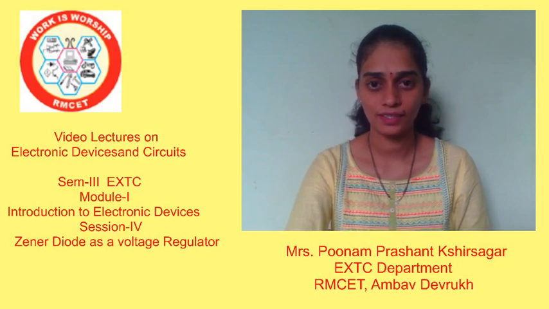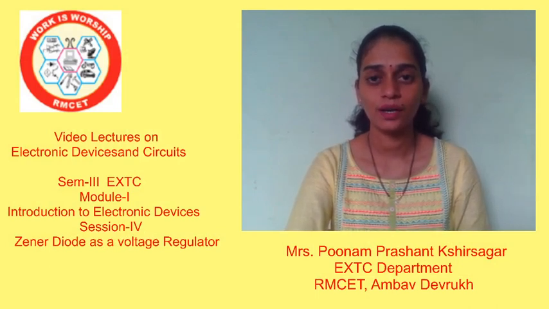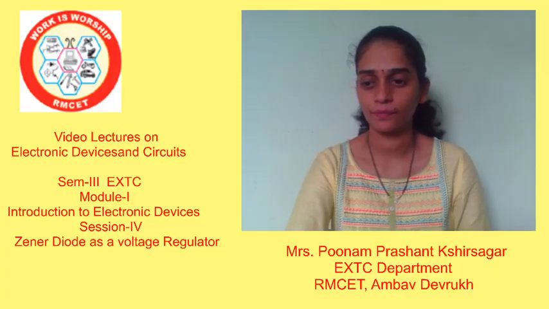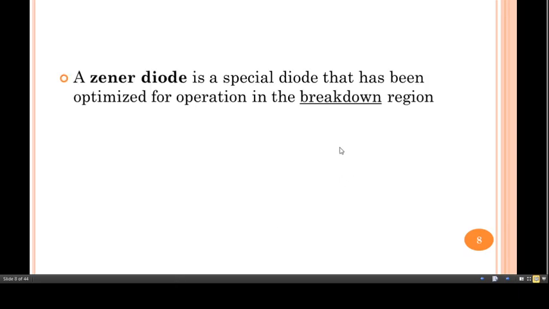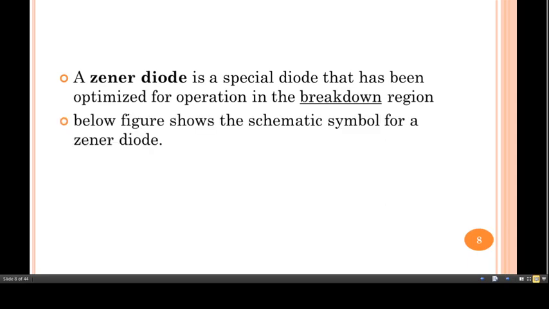Devices and circuits. Today we are going to study about the Zener diode and the use of Zener diode as a voltage regulator. So, Zener diode. Zener diode is a special diode that has been optimized for operation in breakdown region. Means Zener diode operates in its breakdown region.